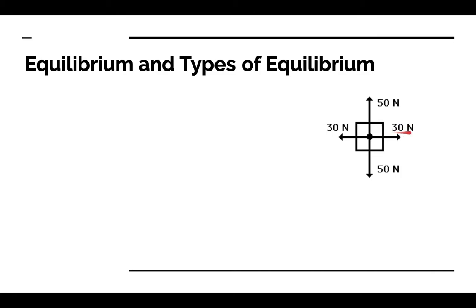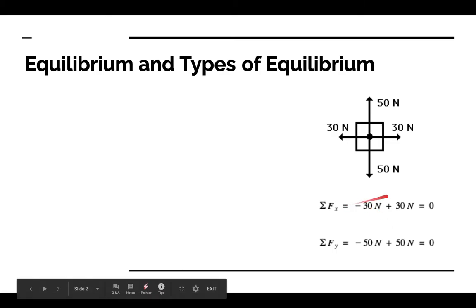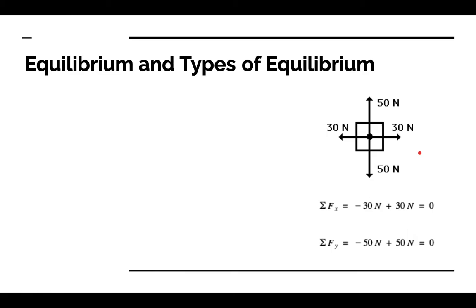We can see that we have 30 newtons acting towards the right and 30 newtons acting towards the left. Thus, the net force in the x direction is 0. We can also see in the y direction we have 50 newtons acting upwards and 50 newtons acting downwards. Thus, the net force in the y direction is also 0. So these cases where all the forces are balanced and the net force in both the x and y direction are equal to 0 are what we call equilibrium. The box right here would be in an equilibrium condition.